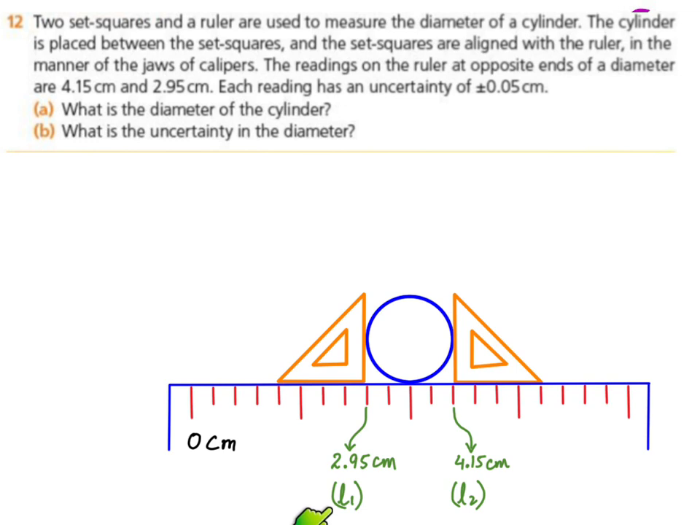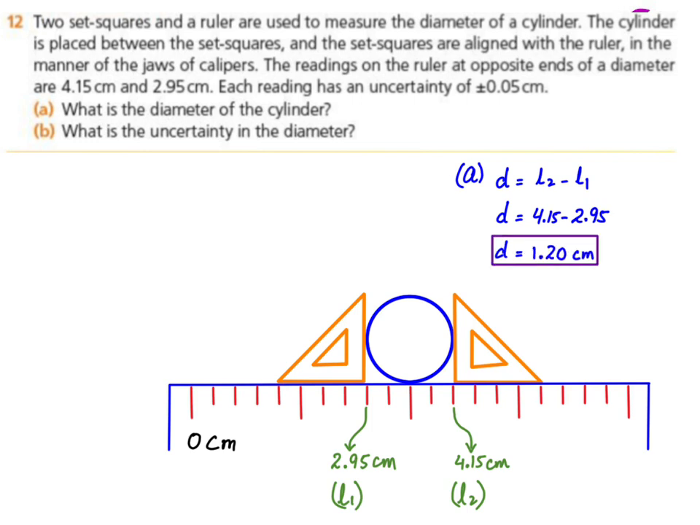So you know the two readings. I'll consider this as length 1 and this as length 2. So you can easily find the change in length using 4.15 minus 2.95 centimeters. They are asking about the diameter first. Diameter is calculated by L2 minus L1, that I just discussed with you. That's 4.15 centimeters minus 2.95 centimeters, so that's 1.20 centimeters. You have found the length. The next part they are asking is the uncertainty in the diameter. You have calculated the diameter as 1.20 centimeters. You need to find the uncertainty.